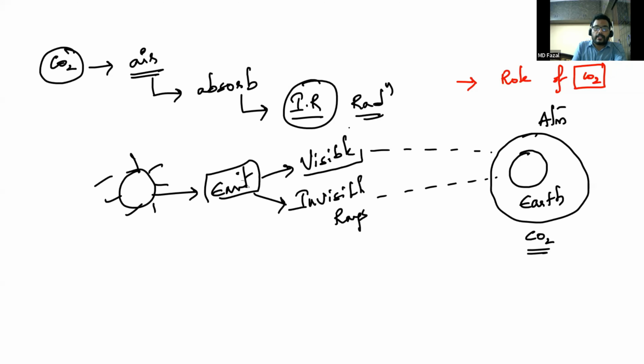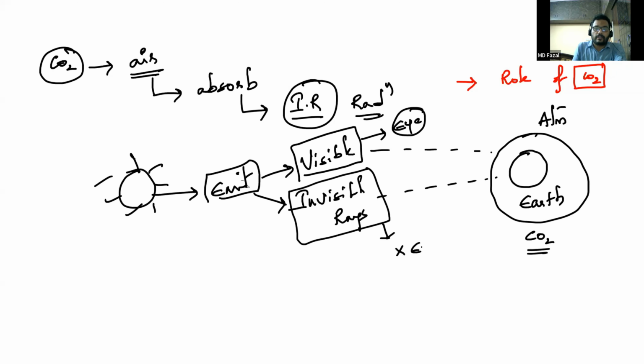Visible is those light which we can see with our eye. Very simple language I am using. Invisible are those which we cannot see with our naked eye. Examples of invisible are IR rays and UV rays. All visible and all invisible are being emitted by the sun. Now they all will be absorbed by the earth.